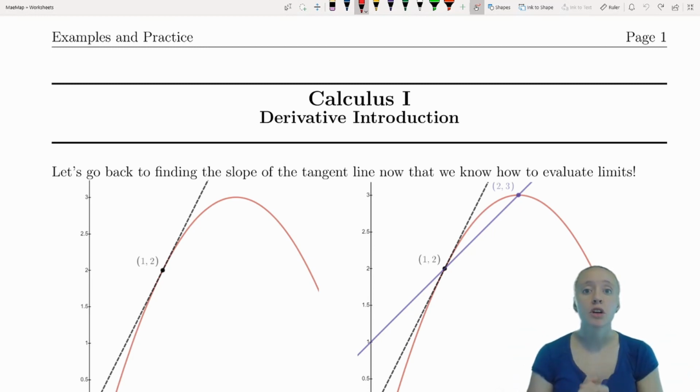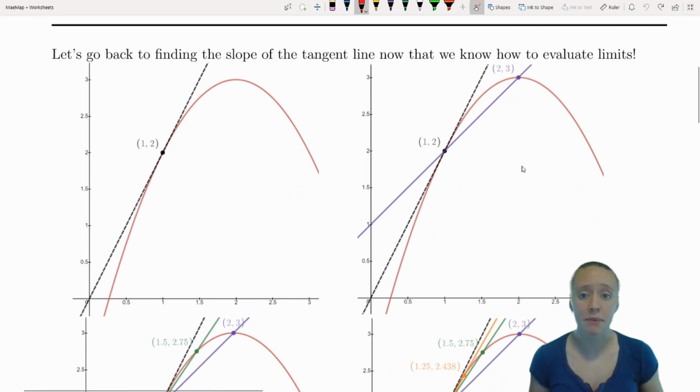However, in this worksheet, we're going to do it by solving the limit now that we know how to work with limits. But again, let's review how we get that tangent line slope. So let's go back to finding the slope of the tangent line now that we know how to evaluate limits.